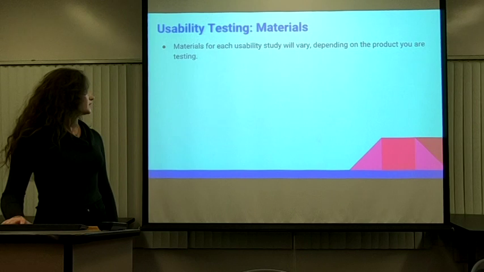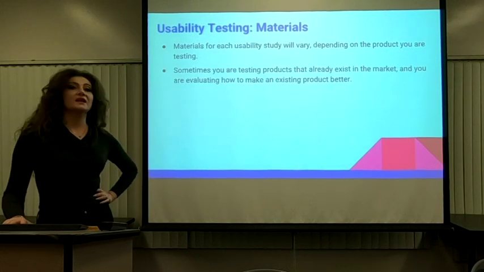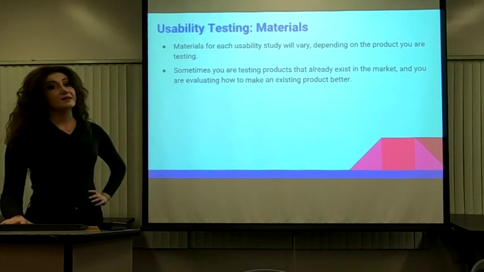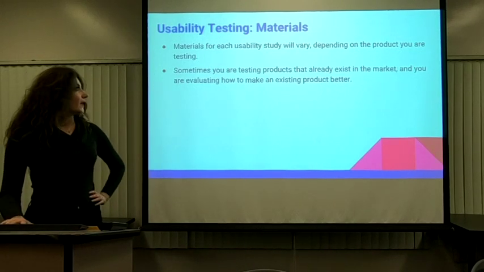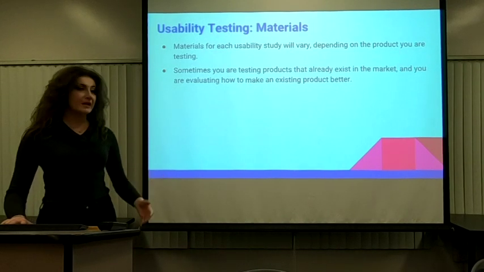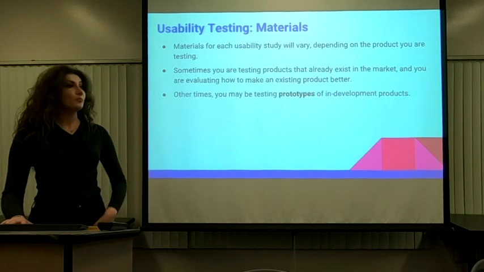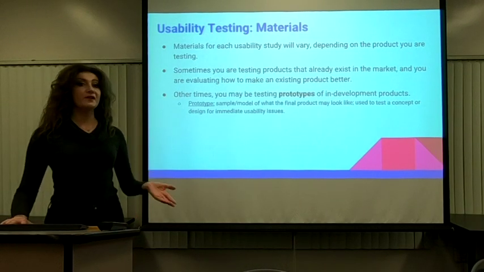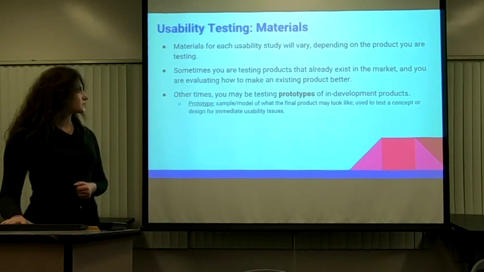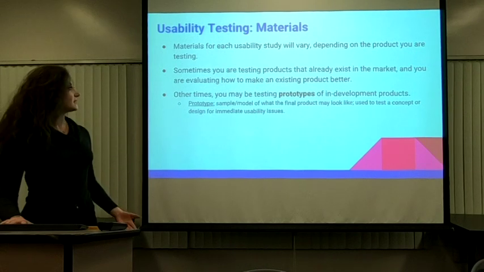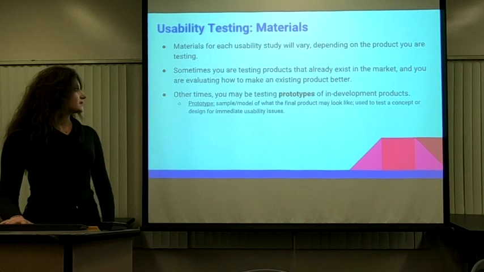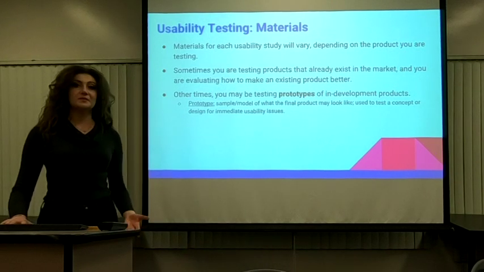Now in terms of testing materials. Well, materials for each usability study are going to vary depending on the product that you're testing. Sometimes you're going to be testing products that already exist in the market, and you're really considering how to improve something that already exists, how to make it better. Other times you might be testing prototypes of products that are currently in development. So prototype is actually a really key word when it comes to user experience and human factors research. And a prototype is defined as a sample or model of what the final product may look like. It's used to test a concept or design for immediate usability issues.